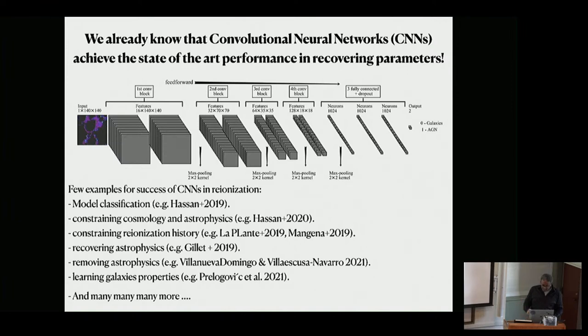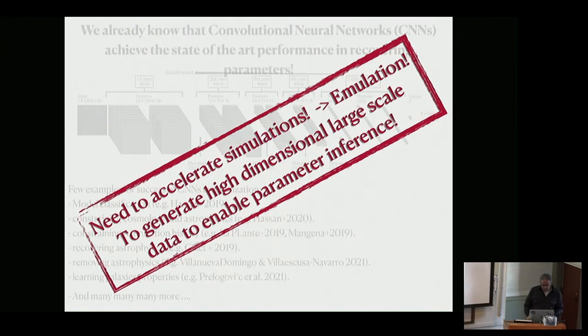So if we know CNNs do that and extract everything, then I think we should really move into emulating the fields, right? Most of the simulations we have are very slow. How do we really emulate many more fields? If we are able to generate fields much faster than simulation, then we can probably generate training sets. We can probably do parameter inference much, much easier than before.